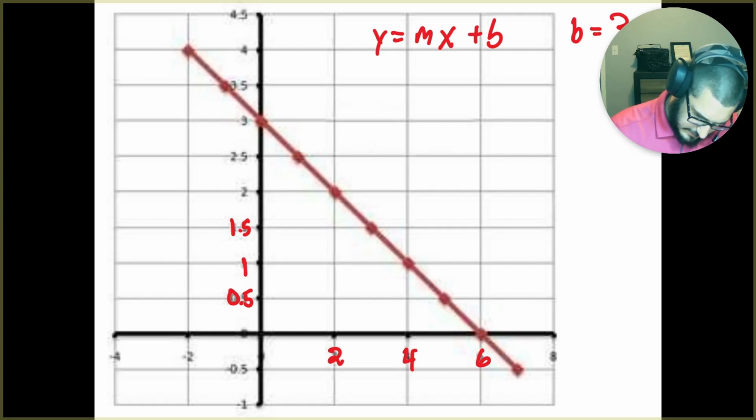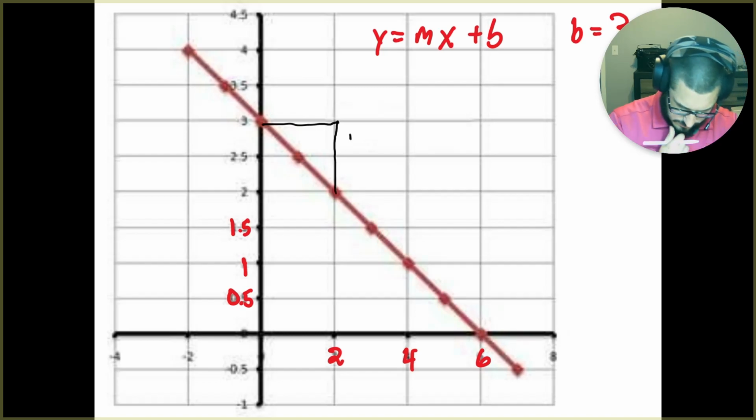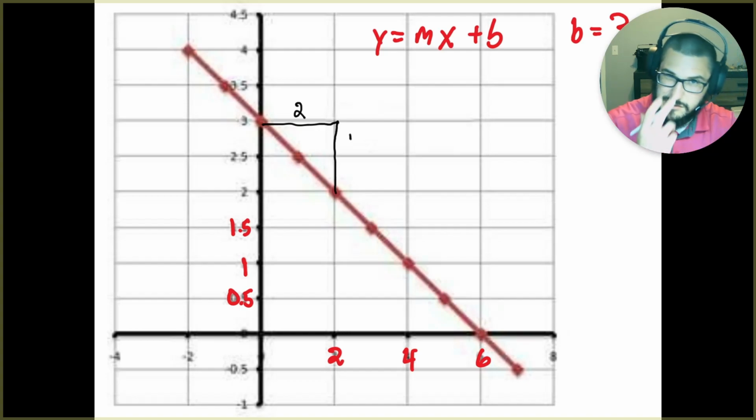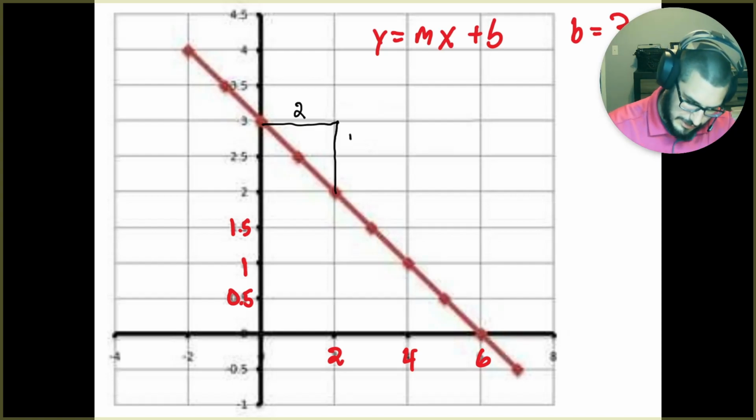we've got over 2, then down, so that's a run of 2, and a rise, but it's going down, so that's actually going to be a negative. It goes down from 3 to 2, so negative 1.